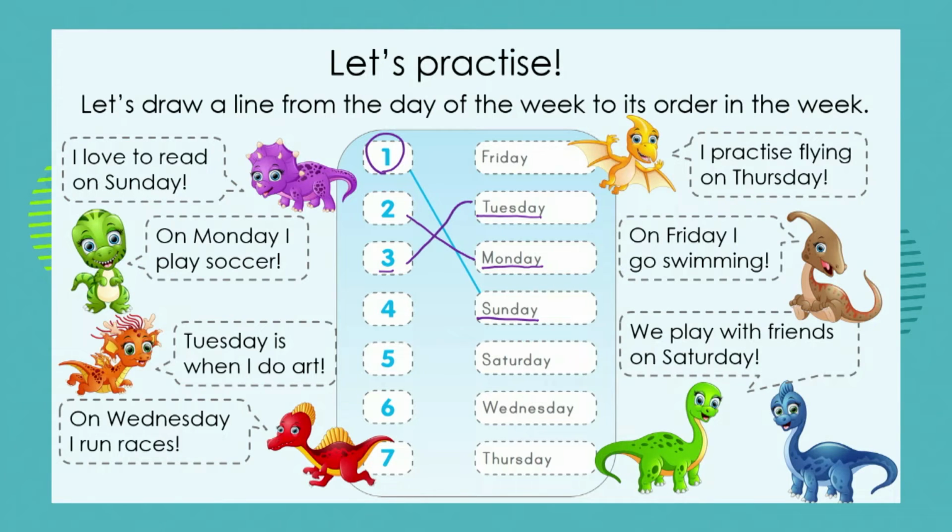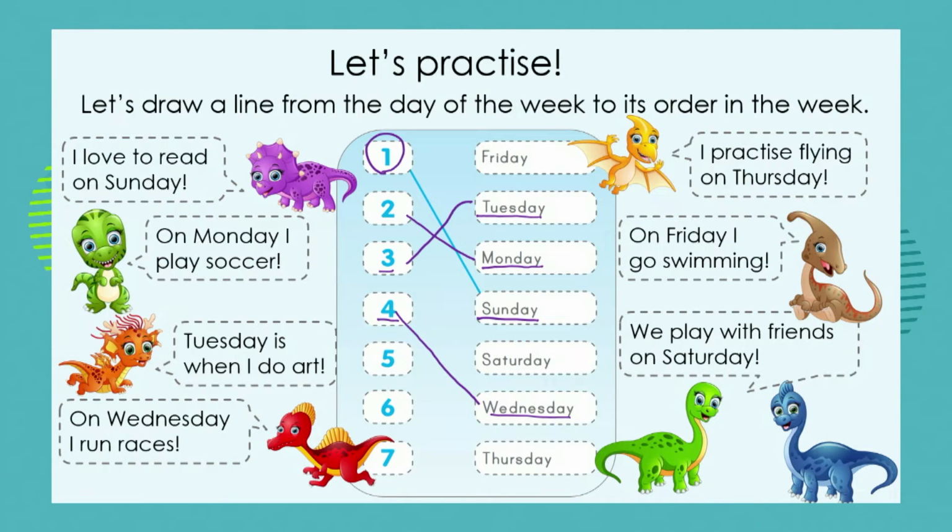Then let's have a look at what our fourth day of the week is going to be. Can you remember which day comes after Tuesday, grade ones? Yes, fantastic. It is going to be Wednesday. And let's have a look at what our Wednesday dinosaur has to say. On Wednesday, I run races. So we can see that this dinosaur likes to be active. So if we look at number 4 on our list, and let's look for Wednesday in our days of the week, I can see Wednesday over here. So let's draw a line from 4 to Wednesday.